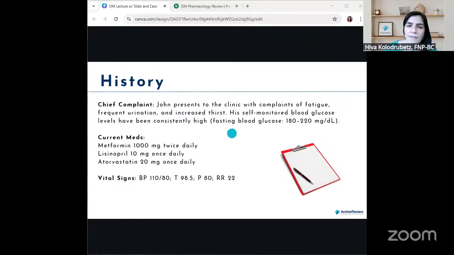So what do we think our fasting blood glucose levels should be? He's at 180 to 220. What does the ADA recommend for our type 2 diabetic patients? What do you guys think?